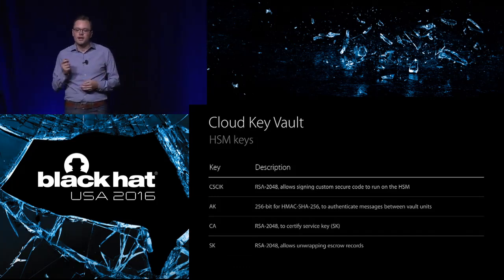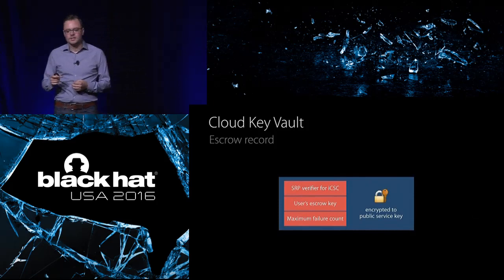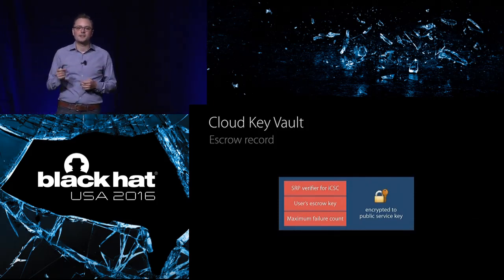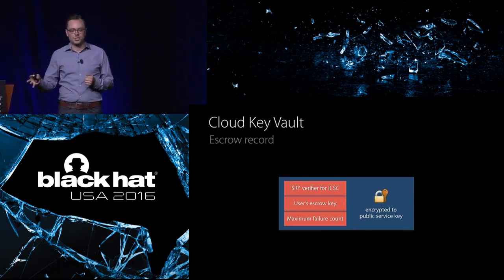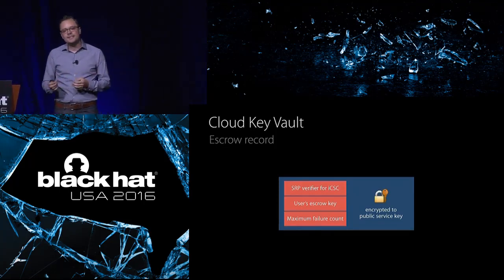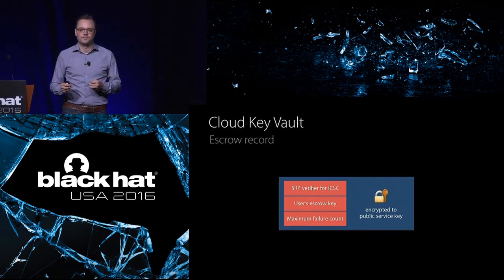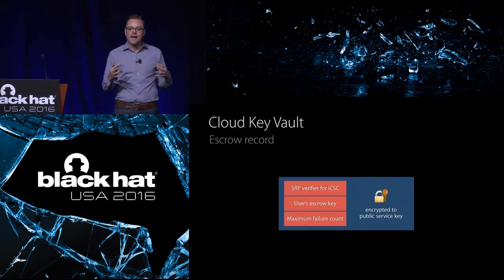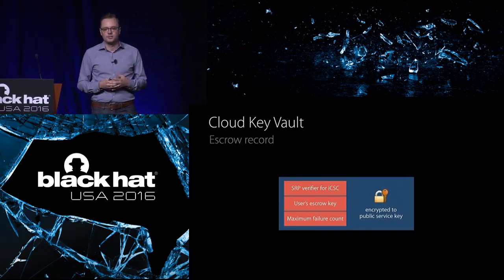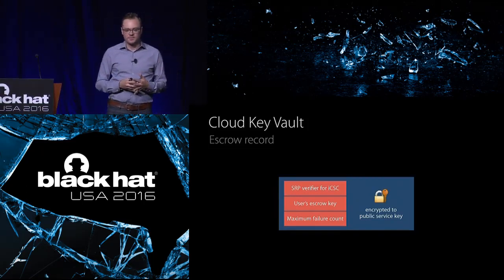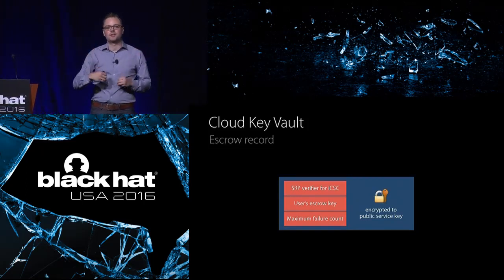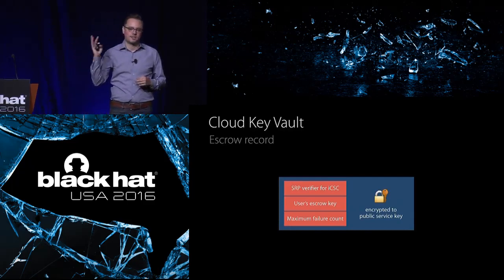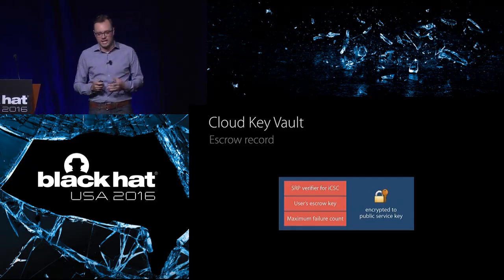So what's an escrow record? I mentioned it earlier. It's the user's strong randomly generated escrow key. It's an SRP verifier for their iCloud security code, commonly the device passcode. And then it's a maximum failure count of how many incorrect attempts on the iCloud security code are allowed within the context of this record before no further attempts are allowed. So this escrow record is encrypted to the public service key for the Cloud Key Vault.